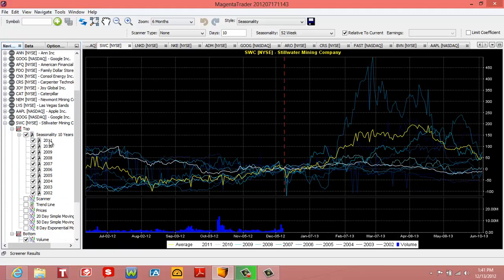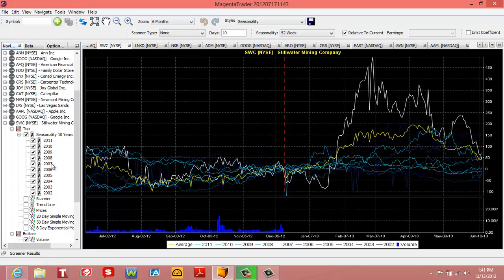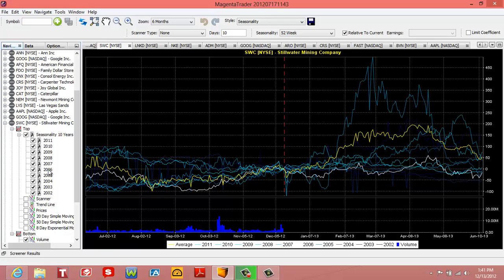Now, if I put myself over any year, okay, you can see how the line turns white, and I could see, for example, what the stock did in 2011. Kind of went sideways to flat. Now, what the stock did in 2010, it went up. What the stock did in 2009, it went way up. What the stock did in 2008 went sideways. 2007 went way up. 2006 went up. 2005 went up, 2004 went up, and you can see you could go further.